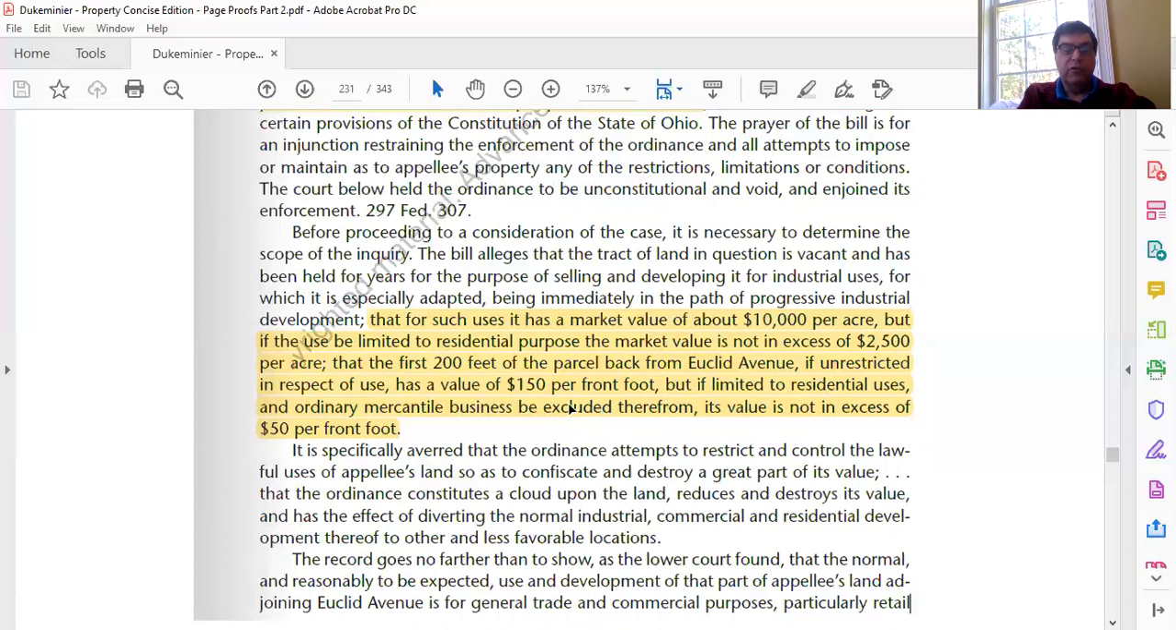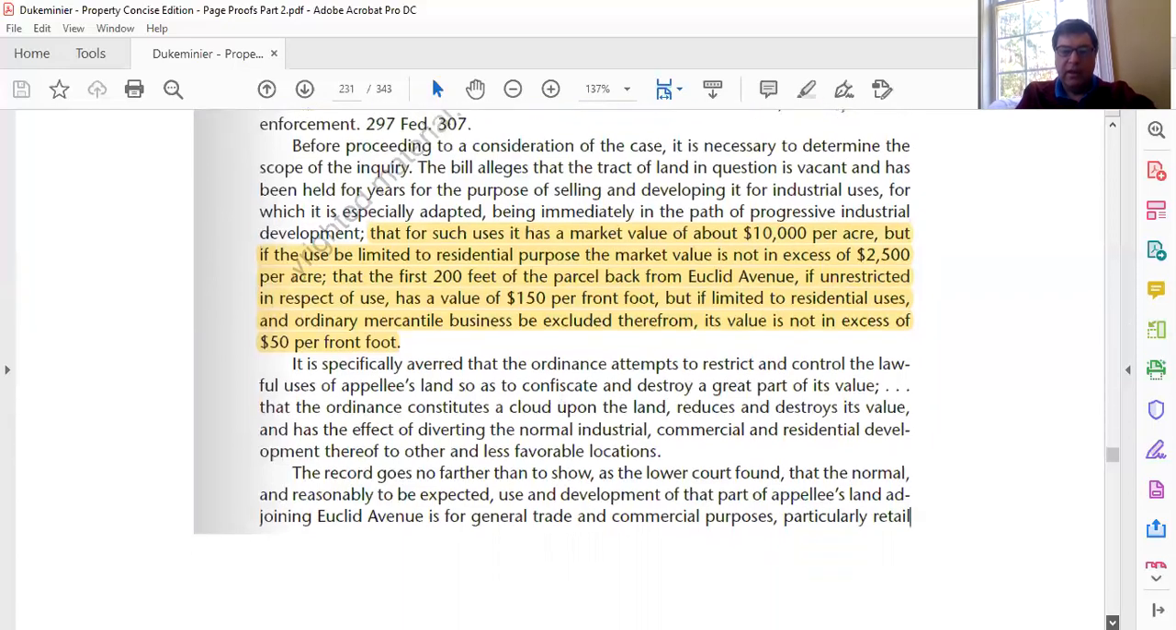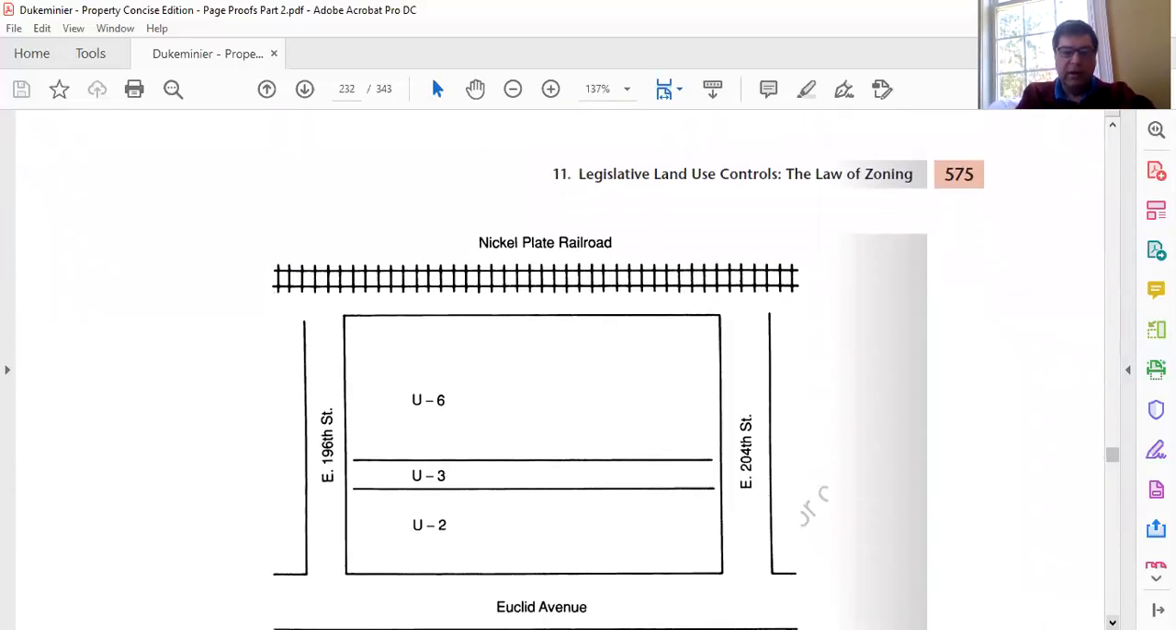But if limited to residential uses and ordinary mercantile business be excluded therefrom, its value is not in excess of $50 per front foot. So that sounds like a 66%, two-thirds drop in the value of their property from the adoption of the zoning ordinance. And so one question we could ask is, does it make sense? Would you expect there to be a drop in the value of property as a result of adopting a zoning ordinance? And it does make a certain amount of sense if you think about it in terms of supply and demand with respect to this U2 property that the plaintiffs own down here on Euclid.